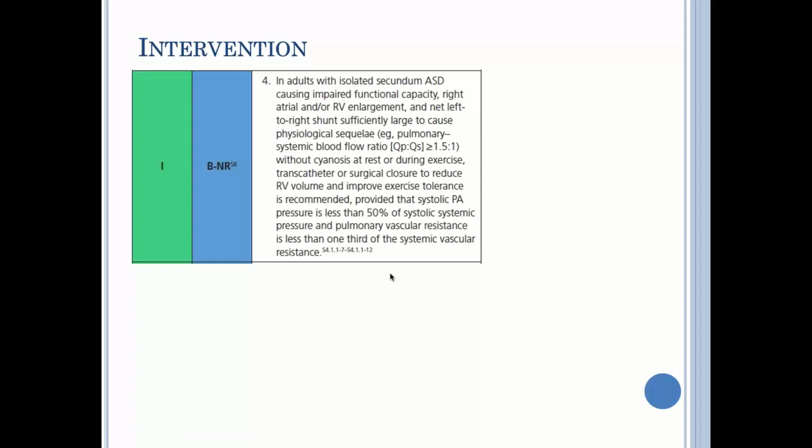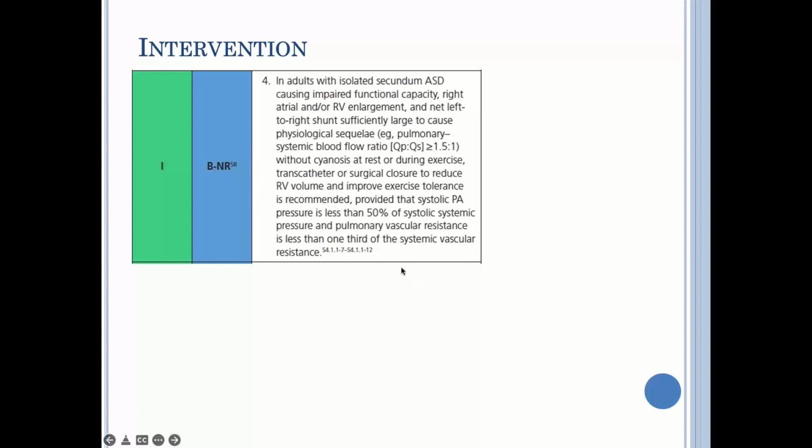So similarly, they say that adults with isolated secundum ASD causing impaired functional capacity, which I mentioned some of the symptoms earlier, right-sided overload, that's the right atrial and ventricular enlargement, and evidence that there is a net left-to-right shunt that's large enough to cause that physiology, without cyanosis at rest or during exercise, is the recommendation.